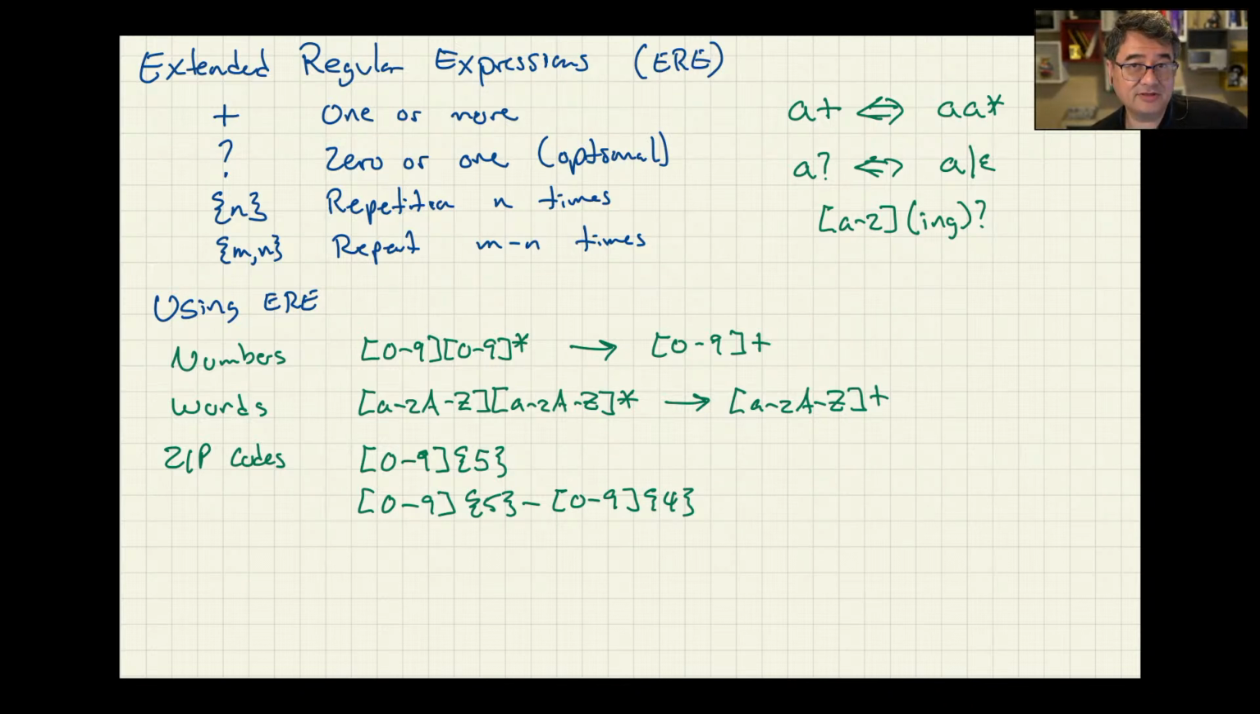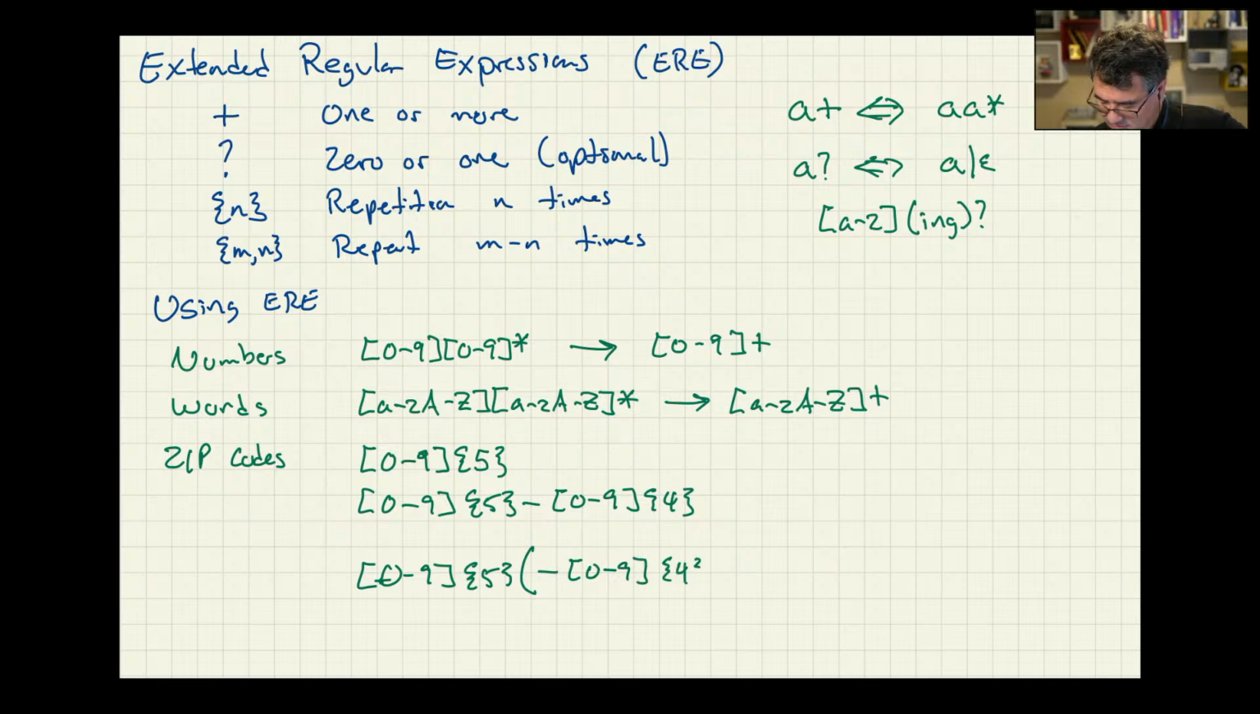And then to combine them together, we could do 0 to 9 repeated 5 times, and then a dash, 0 to 9 repeated 4 times, question mark. Okay, so we got 5 digits, followed optionally by a dash and 4 digits.